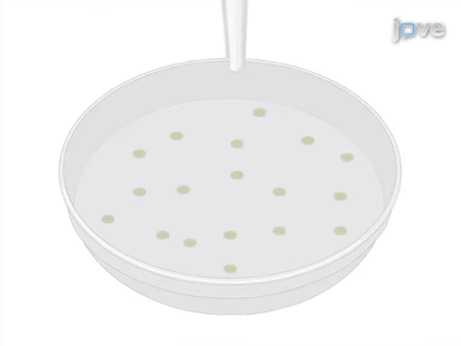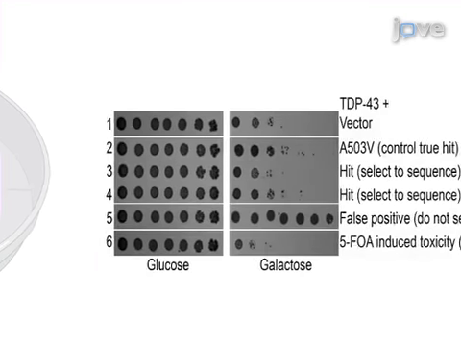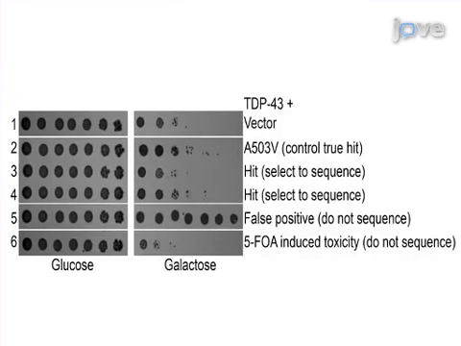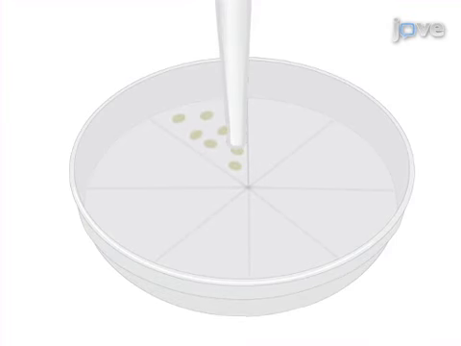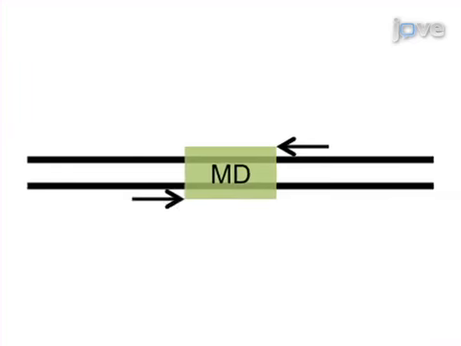As a second step, the selected yeast are treated with 5-fluoroorotic acid, or 5-FOA, to counter-select for the Hsp104 plasmid. Next, the hits are sequenced by amplifying the mutagenized region by colony PCR for identification of the mutations in the Hsp104 gene.